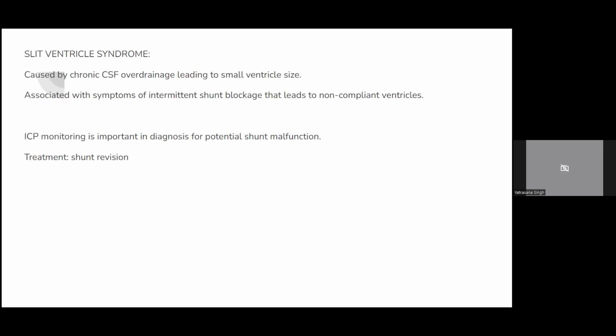Slit ventricle syndrome is another complication which is caused by chronic CSF overdrainage, which actually leads to small ventricle size. It is associated with symptoms of intermittent shunt blockage that eventually leads to non-compliant ventricle. Intracranial pressure monitoring is important in diagnosis of potential shunt malfunction. And of course, the treatment for this is revision of the shunt.